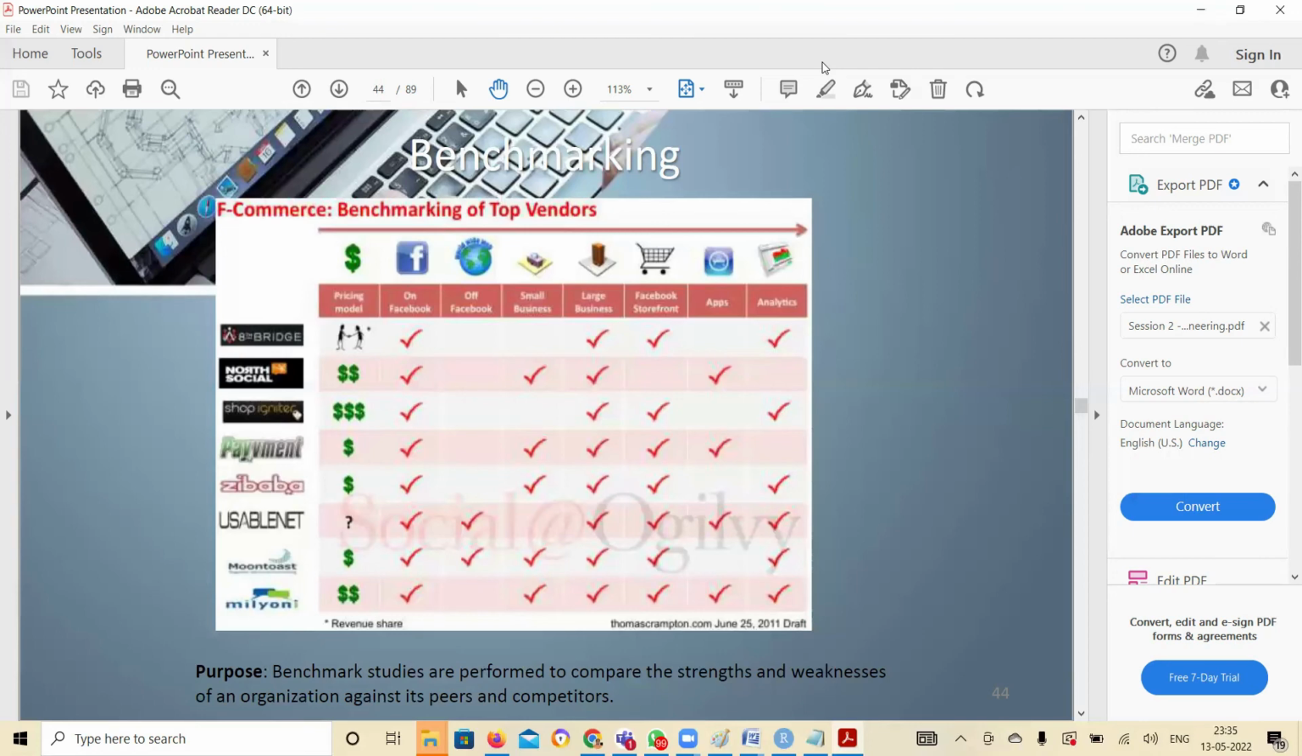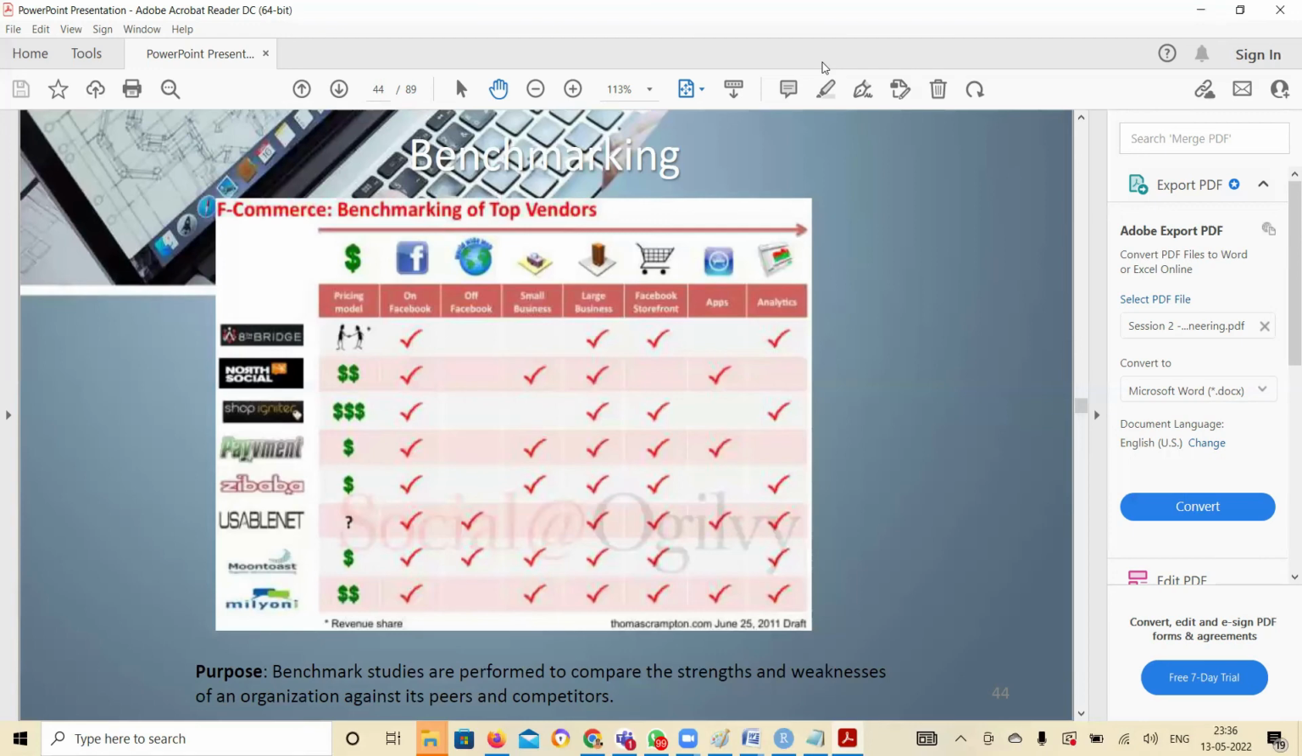Now you compare yourself with North Social and Shopping. If you compare with other companies, which feature do you think 8th Bridge should adopt immediately or should start working to develop? Apps, yeah, correct. So you have off Facebook, small business, and apps. Apps, 4 other companies have it. Small business, 5 other companies have it, right? So maybe you have to think about small business, or otherwise you develop apps.